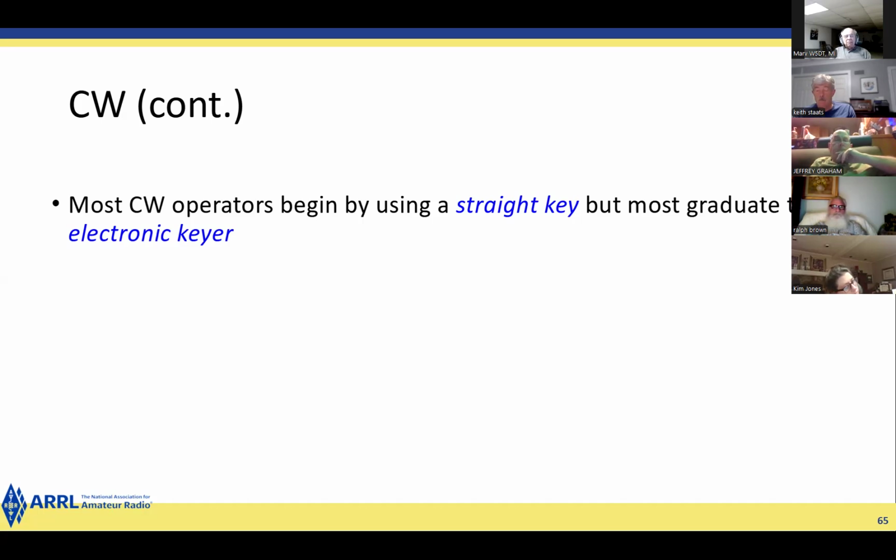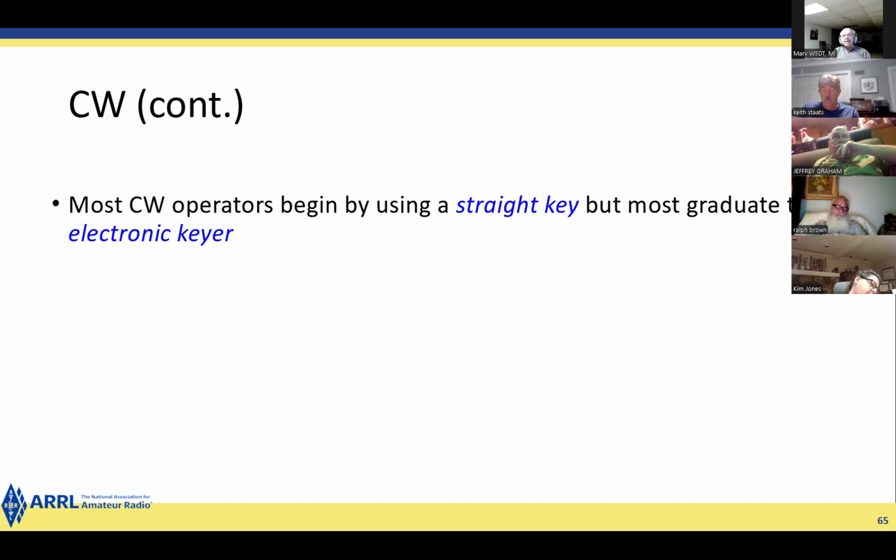Now I'm a member of the CW Ops, and I teach through their CW Academy, and we start right off with paddles and keyers. We start with sending the characters at 25 words a minute, and we extend the spacing. The characters are at 25 words a minute, but the spacing might be at 5 words a minute.